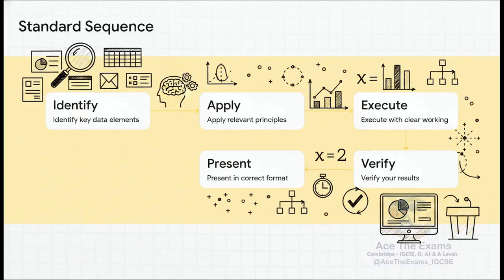Step 4. Verify your results quickly. Does a cumulative frequency of 150 make sense if there are only 100 people in the survey? No. Catch the error now. And Step 5. Present it in the exact appropriate format the examiner demanded. This 5-step combo is how you clear the checkpoint.